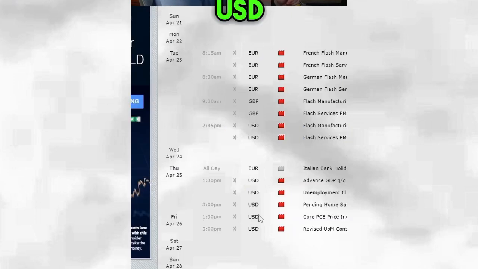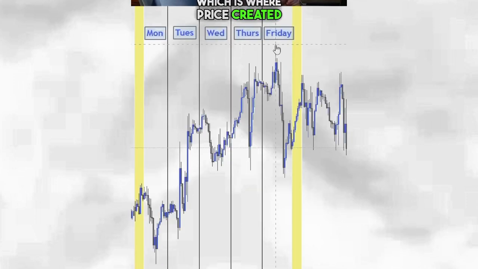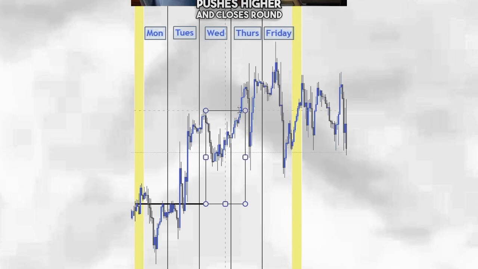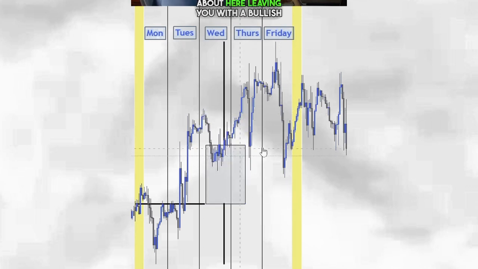Friday, we had USD news during the New York session, which is where price created the high of the week and then reversed. This is where the weekly candle opened. Price manipulates lower, pushes higher, and closes roundabout here, leaving you with a bullish weekly candle.